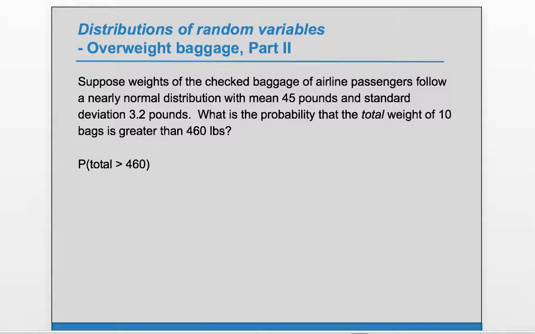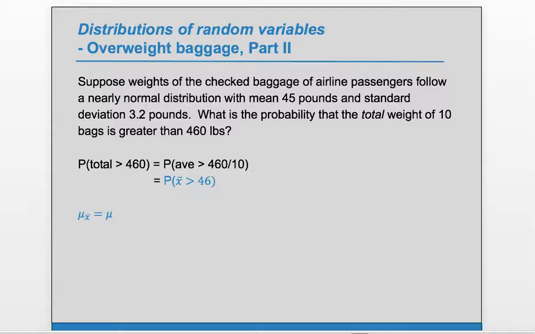So, in order for the total to be greater than 460, the average has to be greater than the 460 divided by the sample size of 10. So we need the sample average to be greater than 46. If this is true, then the total weight will be greater than 460. And so now we've turned the problem into just an average problem that you already know how to do.